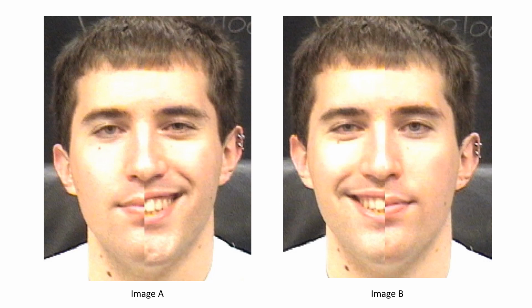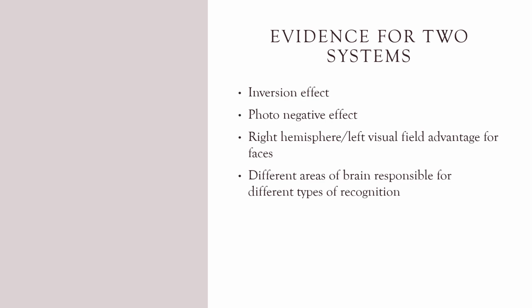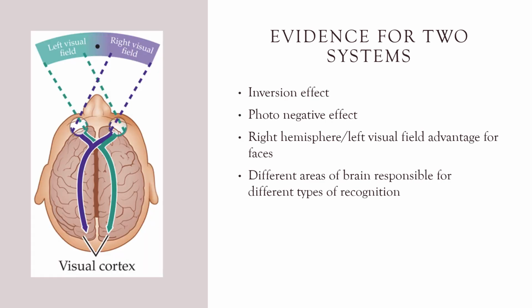Okay, so we're processing faces mostly in the right side of the brain. Objects get processed in both sides of the brain equally. And then we can get even more specific. There are very specific areas of the brain that process objects versus faces, or more distinctly, that distinguish between objects of the same class.